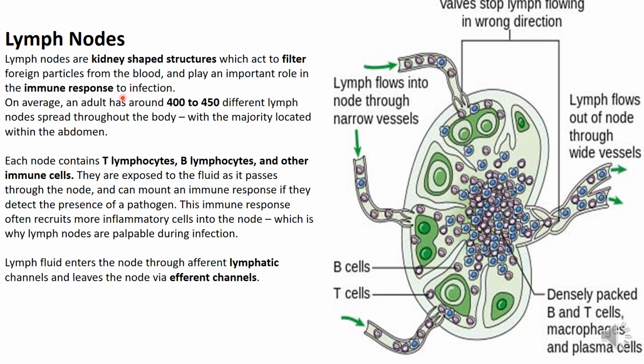Then, how many lymph nodes are there in the human body? An adult human being has around 400 to 450 different lymph nodes throughout the body. The majority of these nodes are located in the abdomen.